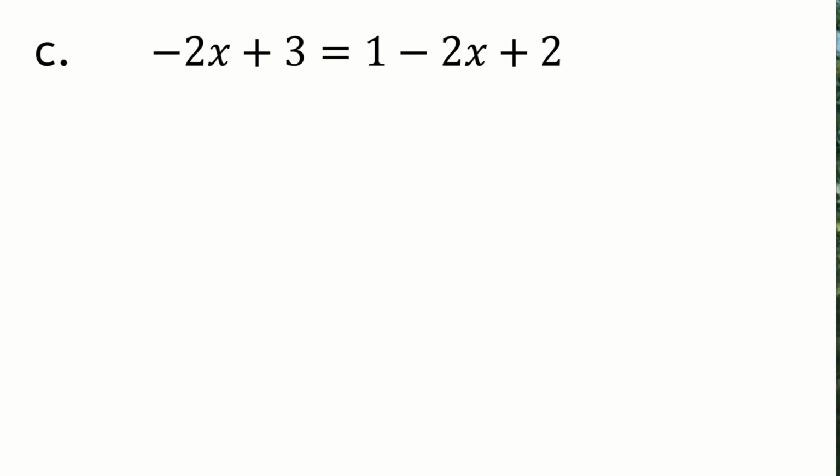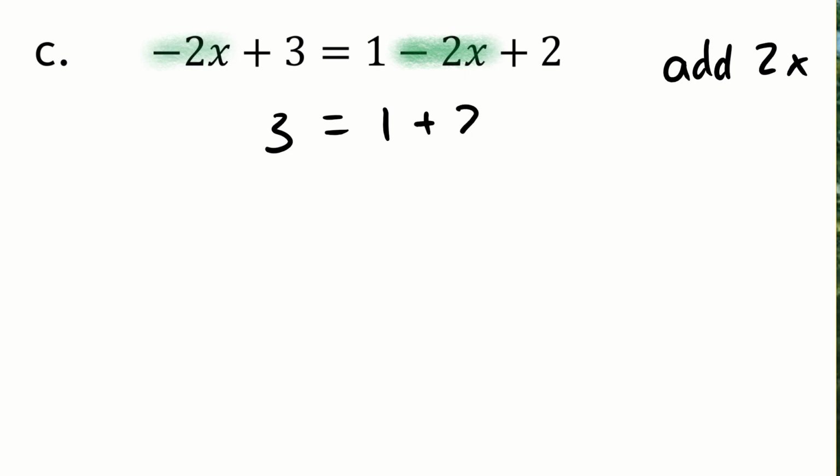And C looks very similar, doesn't it? Because on C, I can see that each side of this equation has a negative 2x. Each side has a negative 2x. So I could, and I will, add 2x to each side. If I add 2x to each side, the left-hand side is going to become 3. And the right-hand side is going to become 1 plus 2. Oh, 1 plus 2 is 3. 3 is 3. This is true. This is always true. 3 is always 3.